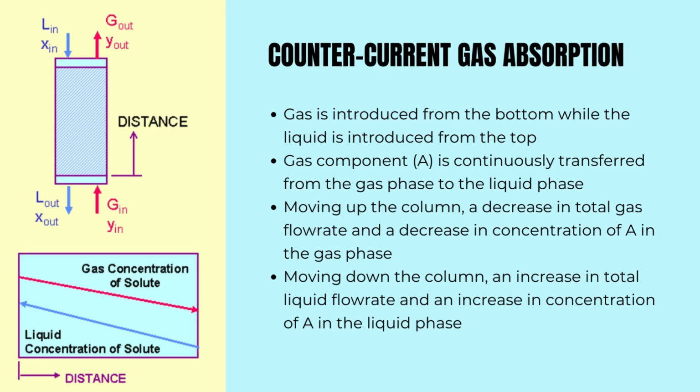So by moving up the column, there is a decrease in total gas flow rate and a decrease in concentration of A in the gas phase. This is because the species A is continuously transferred out of the gas phase. By moving down the column, there is an increase in total liquid flow rate and an increase in concentration of A in the liquid phase. So the liquid is absorbing the component A from the gas into the liquid.